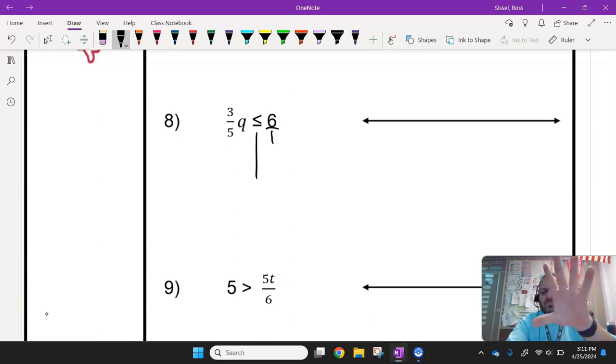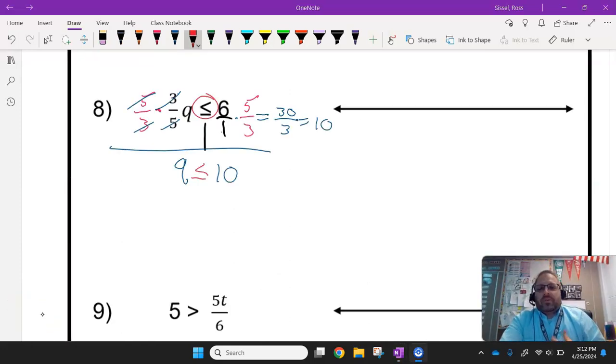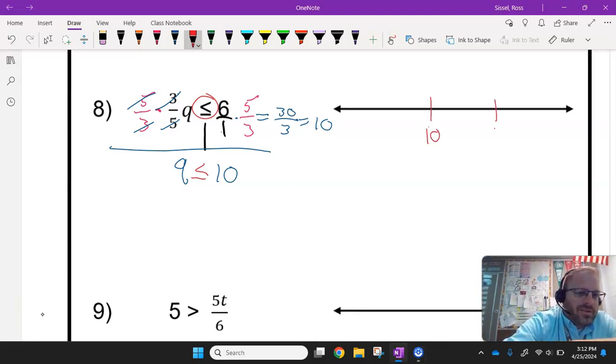Alright, here's my work. Since we had 3/5 q, I multiply by the reciprocal, 5/3. That cancels out on the left side, and we're left with just q is less than or equal to. And 6 over 1 times 5/3 is 30 over 3. Remember, fractions represent division, so 30 divided by 3 is 10, and we get the answer 10. Making our number line, I'm going to make this 10. Maybe this time I'm going to count by 5s. Just sounds more like landmark numbers.